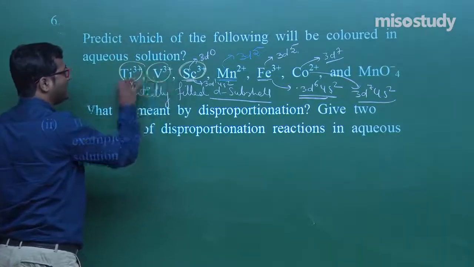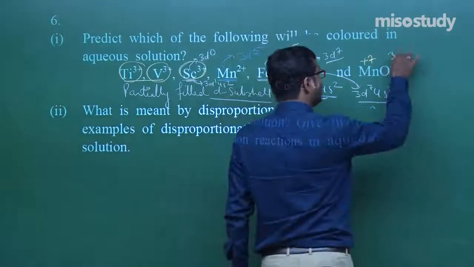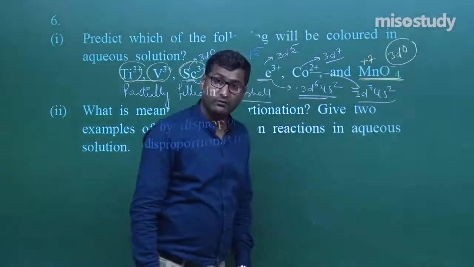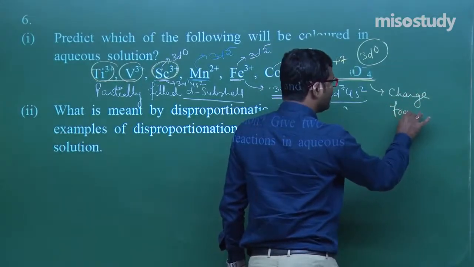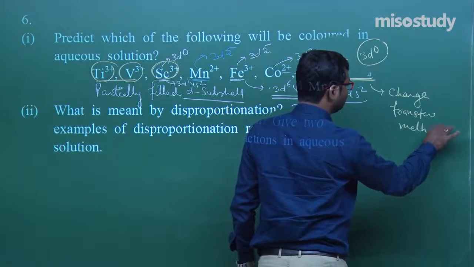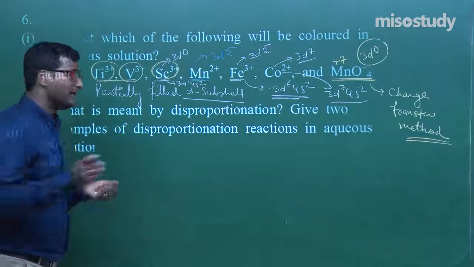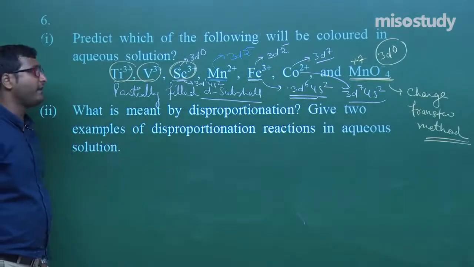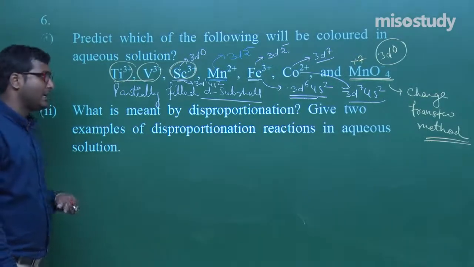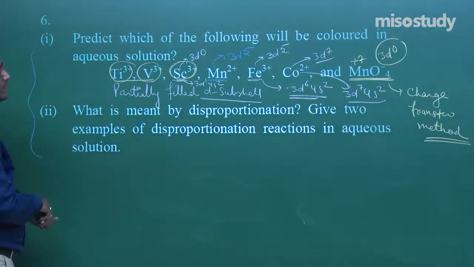Similarly, titanium and vanadium are partially filled. And if I talk about MnO4 minus, here Mn is in the +7 oxidation state, 3d0. So this is also not colored by d-d transition, but we know KMnO4 and K2Cr2O7 are colored due to the charge transfer method. Clear? It is very easy: check whether they have a partially filled d subshell or not. If they do, they are colored. If they do not, they are not colored. In the case of MnO4 minus, they are colored due to charge transfer, my friend. You can check every one: Mn2+, Fe3+, cobalt, MnO4 minus, scandium 3+, vanadium, titanium.